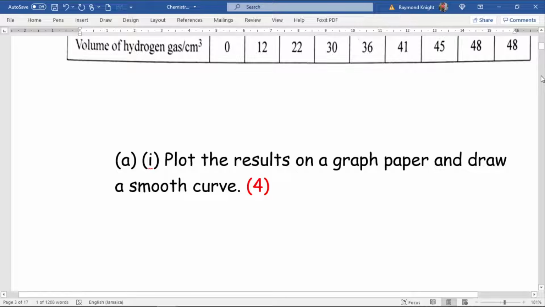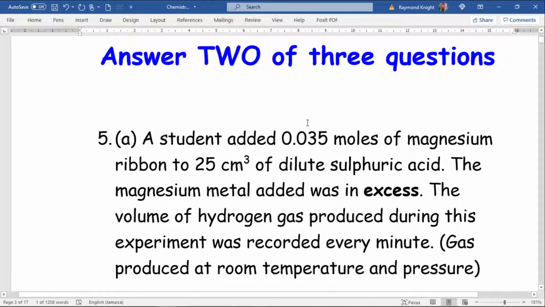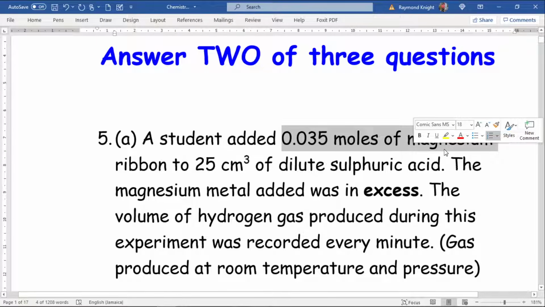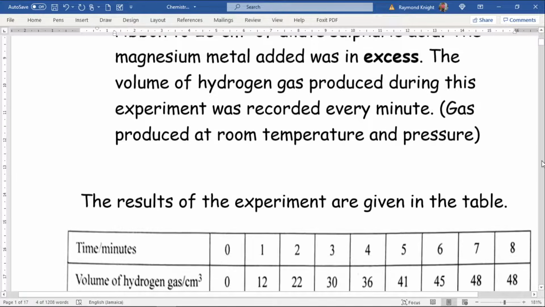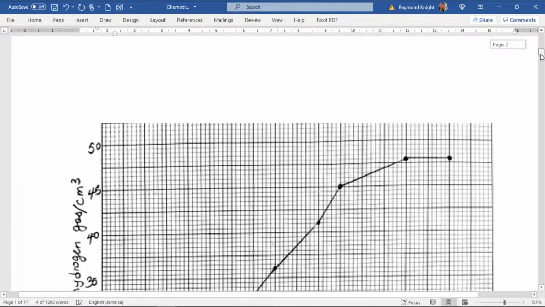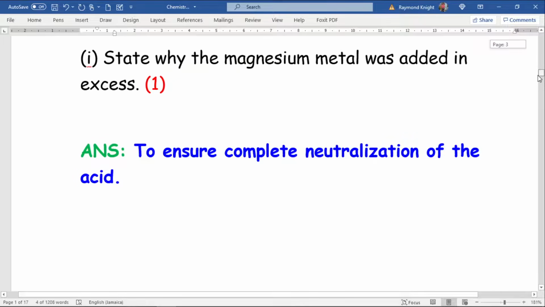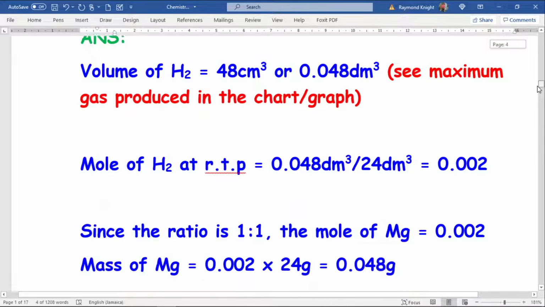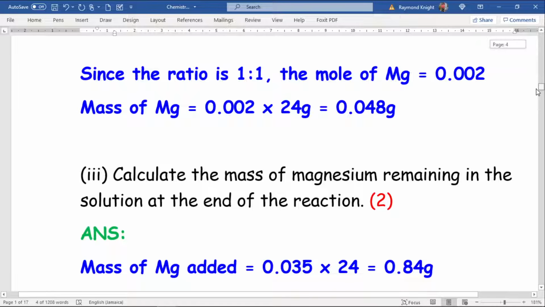Here in the question, it said that a student used 0.035 moles of magnesium. So that's the mole of magnesium added to the entire reaction. From that entire mole, we must have the entire mass, so if we multiply by 24, we get the entire mass used. But by calculation, what was used up was, I'm going back to that question. I don't want you to miss this at all.